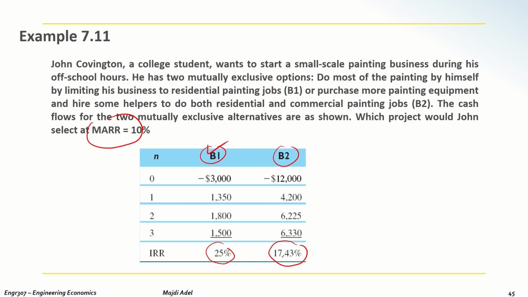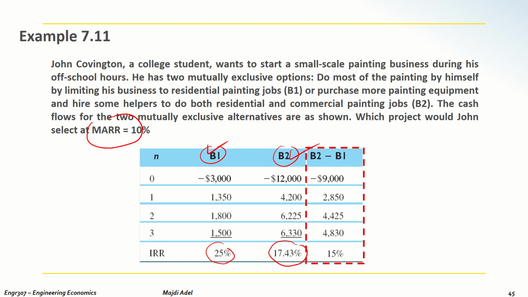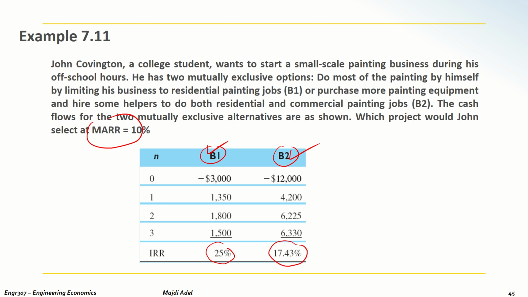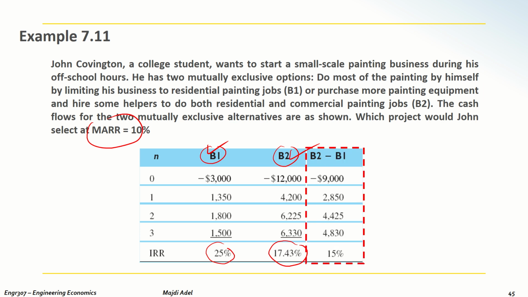B2, 17.43% is greater than 10%, then B2 is acceptable. Now we move to the incremental cash flow. In the incremental cash flow, remember that we subtract the highest investment from the smallest investment, so that the first cash flow is negative.